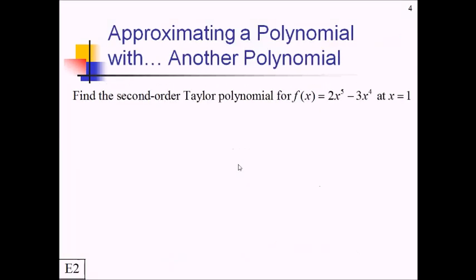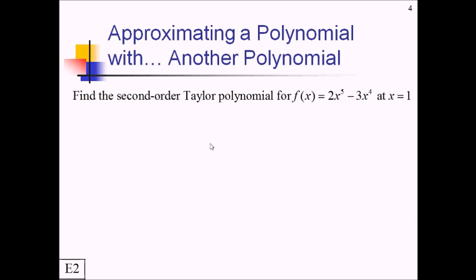For this next example, they want the second order Taylor polynomial for this f of x function at x equals 1. And the interesting thing about this one, if you look at the original function, it's also a polynomial. So yes, we can approximate one polynomial with another. The one that we're doing here is going to have a lower degree, but it's still going to be a polynomial. So pause the video and make it happen.